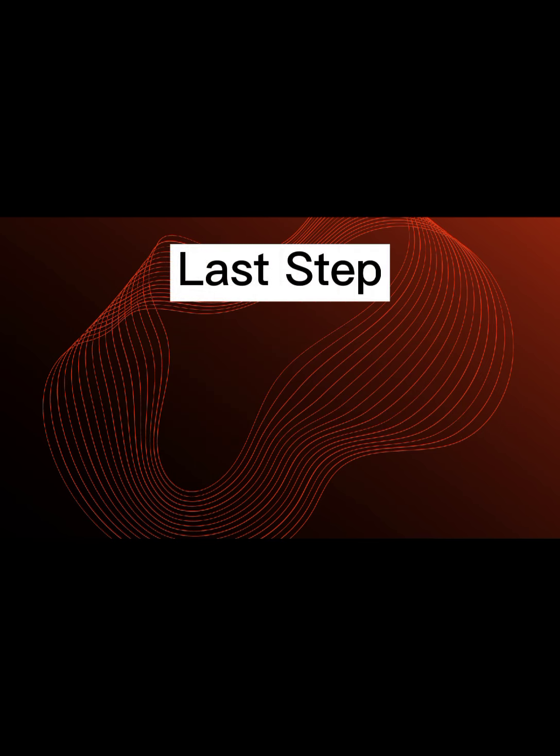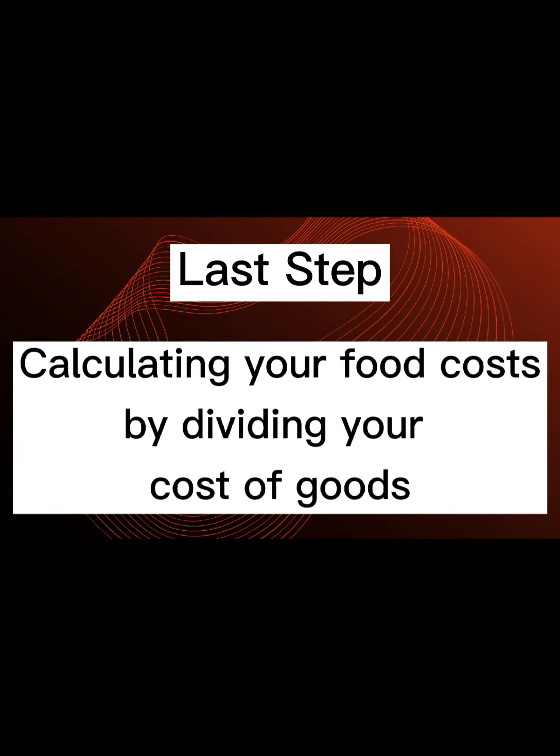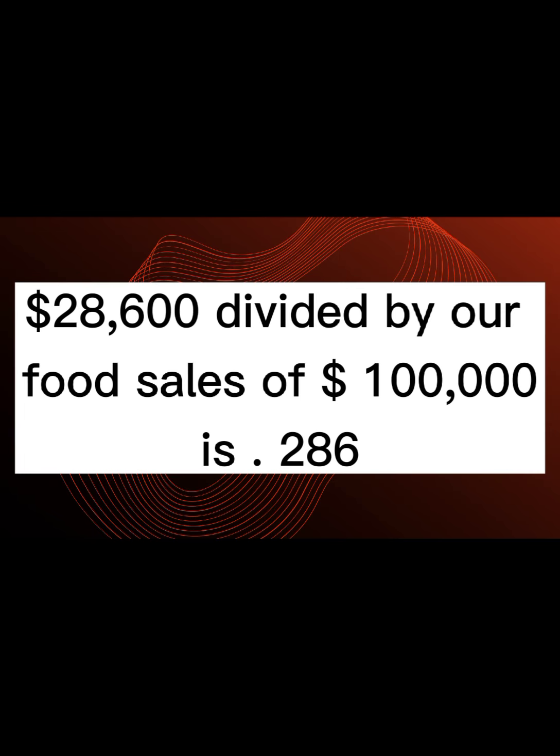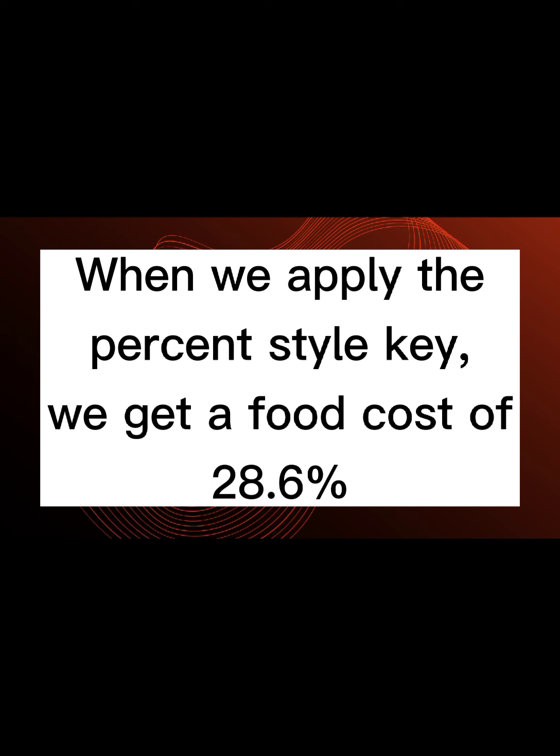So now calculate food cost. The fifth or last step in calculating your food cost is to divide your cost of goods, the food used, by your food sales. Then you apply the percent key to this number to see it as a percentage. Now you know your food cost. So you can see our cost of goods number is $28,600. 28,600 divided by our food sales of $100,000 is 0.286. When we apply the percent key, we get our food cost: 28.6%. Good job! That's a really good food cost.